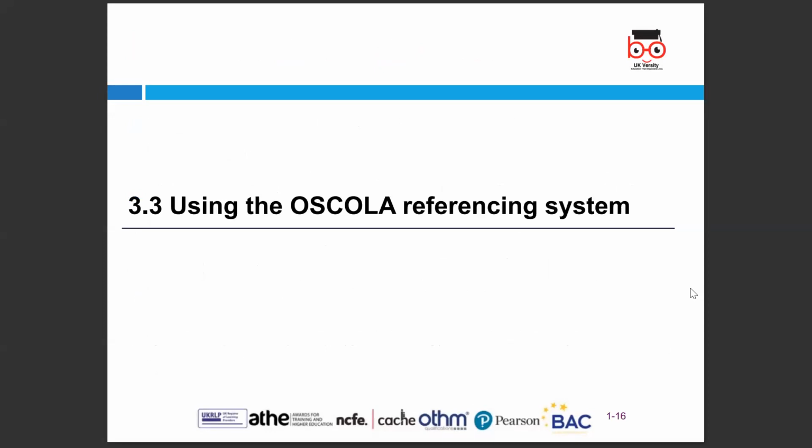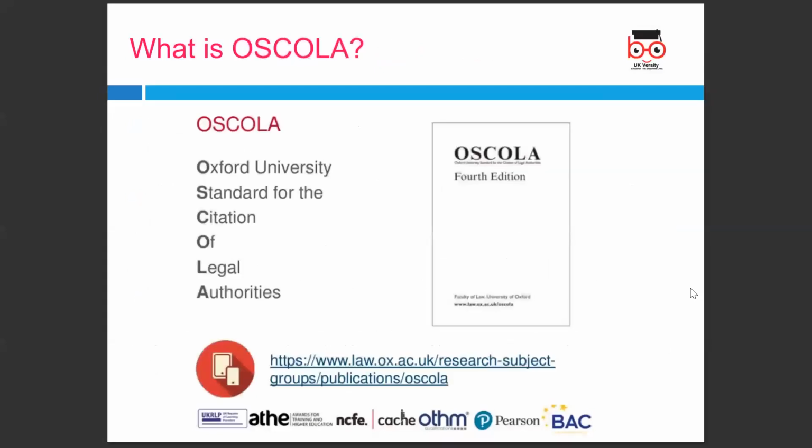3.3, using the OSCOLA referencing system. So firstly, we'll look at what OSCOLA is. OSCOLA is a referencing style published by the Oxford Standard for Citation of Legal Authorities. OSCOLA is a numerically footnoted referencing style. It uses footnotes for citations in the body of your writing, which are identified by a superscript number, usually at the end of a sentence after the full stop.